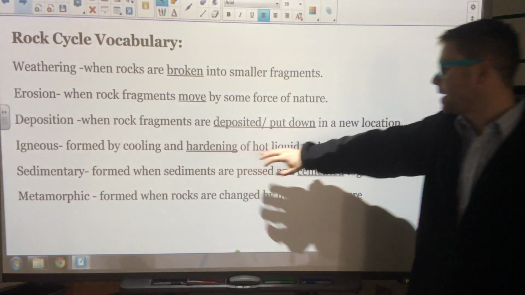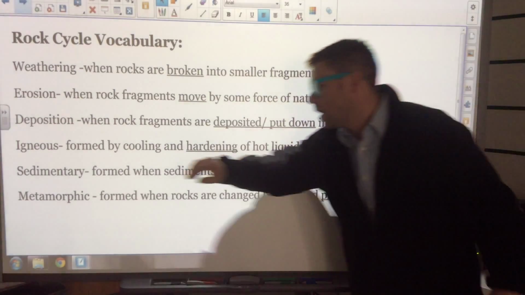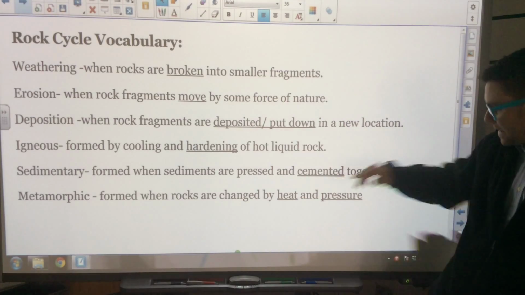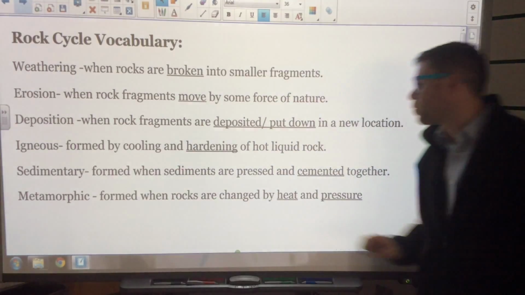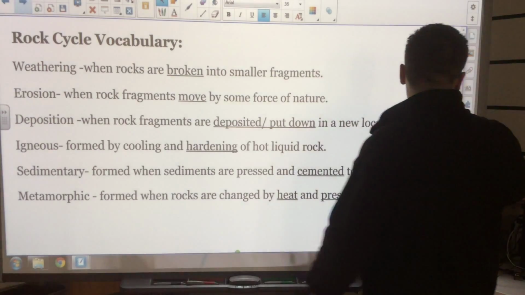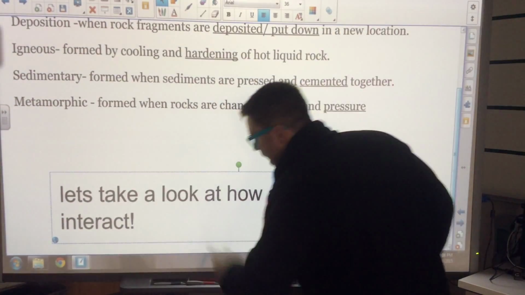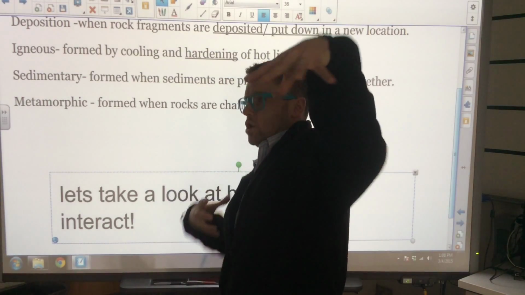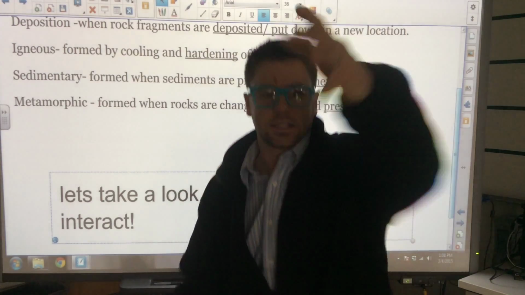Igneous, formed by cooling and hardening of hot rock. Sedimentary, formed when sediments are pressed and cemented together. Metamorphic, formed when rocks are changed by heat and pressure. Let's take a look at a video that shows you how all of our rocks interact with each other with something called the rock cycle.